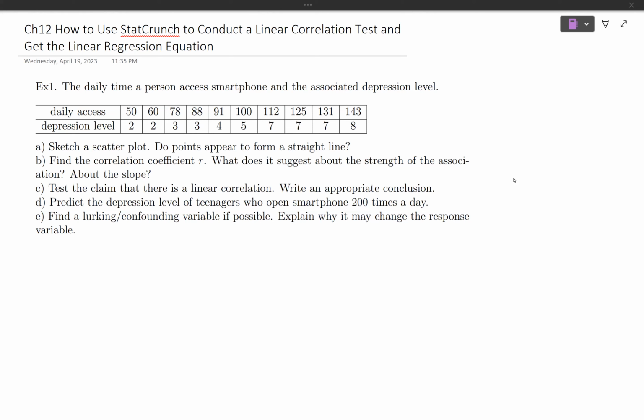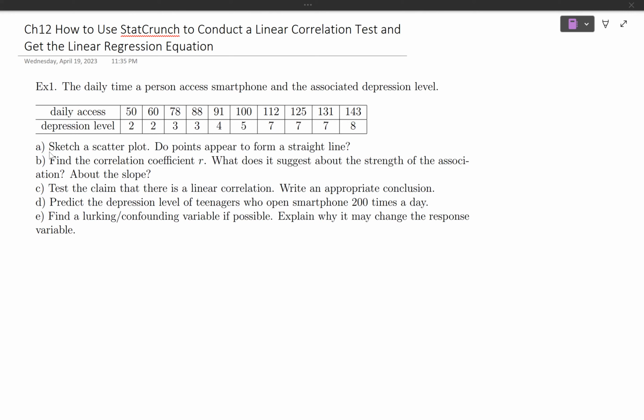Today we'll explore Chapter 12, how to use StatCrunch to conduct a linear correlation test and get the linear regression equation. In exercise 1, we have the daily time a person accessed a smartphone and the associated depression level. If you look at the data, the X variable is the daily access and the Y variable is the depression level, because it is more likely that daily access may cause depression level.